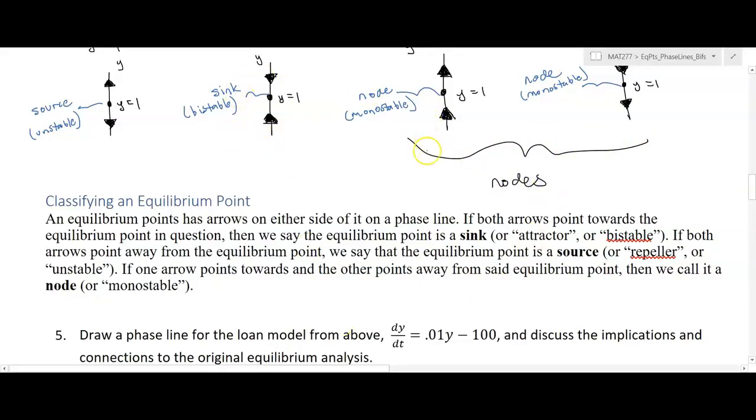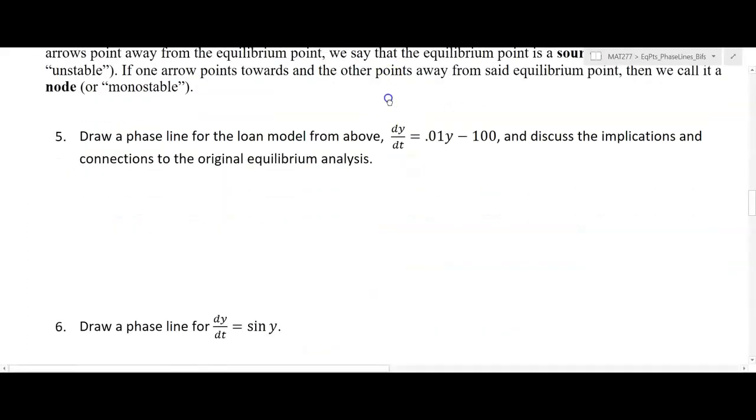Okay, now you can have more than one equilibrium point. In these models, when we solve dy/dt equals 0, we only came up with one, namely because our functions have been linear so far. So let's just go ahead and complete this analysis. We sort of already did this for the loan model. We found that the equilibrium point is y equals 10,000.